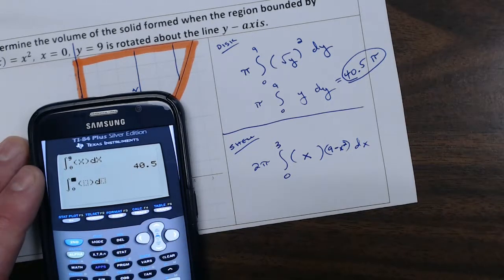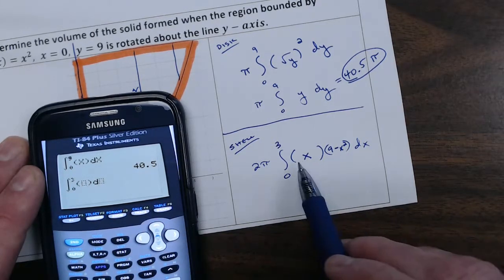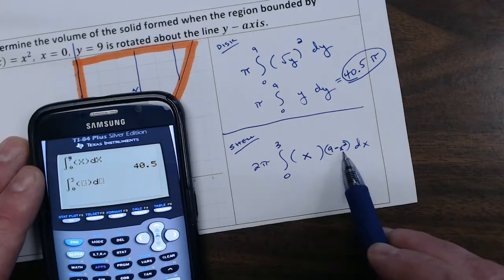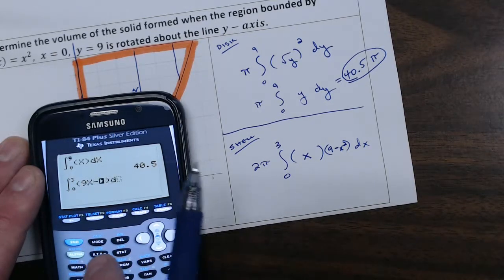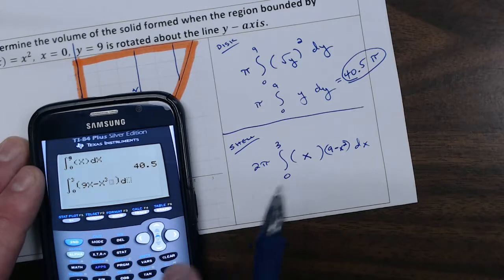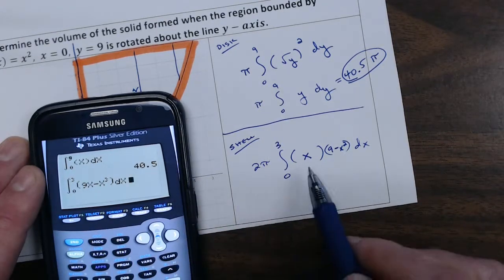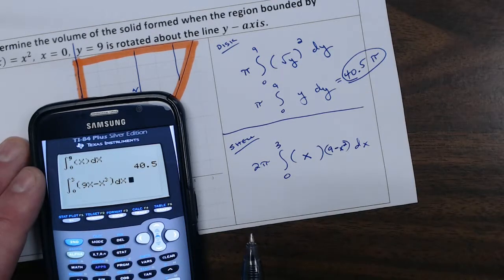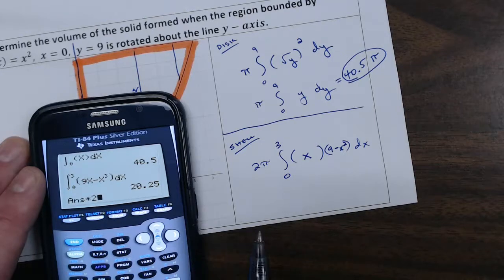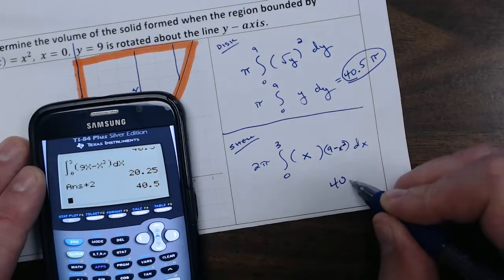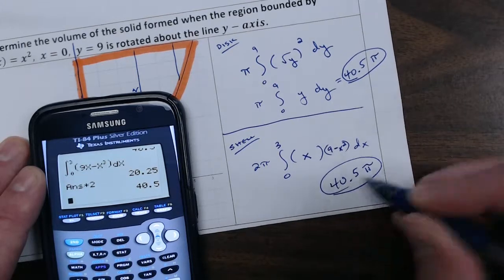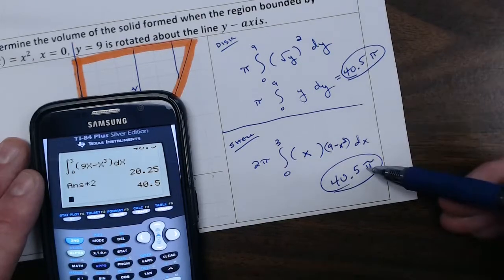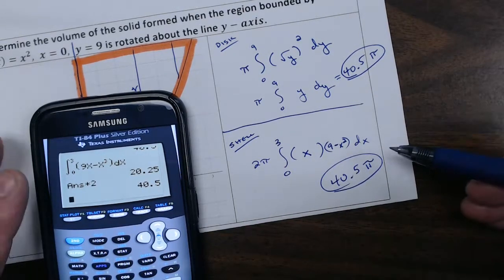So 0 to 3 this time. And I could either type that in as I see it using parentheses, or I can call that 9x minus x cubed. I'm going to do that, 9x minus x cubed dx. Okay, and remember I'm going to have to multiply that by 2 and then pi at the end of this. So here's the integral. I'm going to multiply it by 2, there it is, 40.5, and then pi. Comparing two totally different methods, disk method, single disk method, shell method, same identical volume, which we should get.